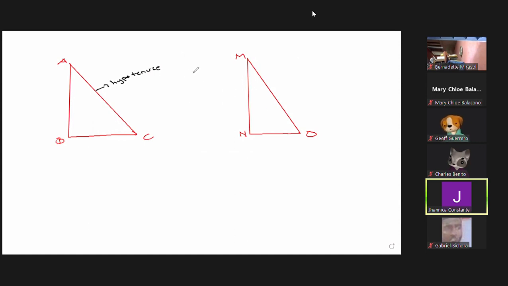And in the triangle MNO, the longer side is side MO. So this is also our hypotenuse. Okay. So if these two are our hypotenuse, they are the ones corresponding to each other. So side AC corresponding to side MO. Okay. Then identify the shorter side of the triangle.